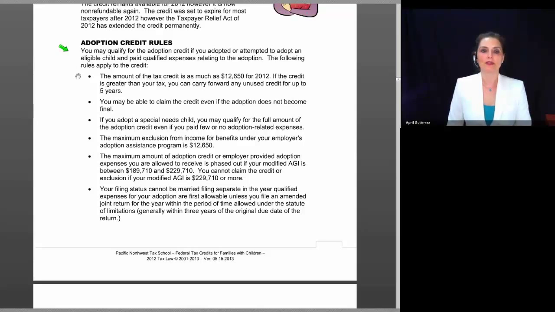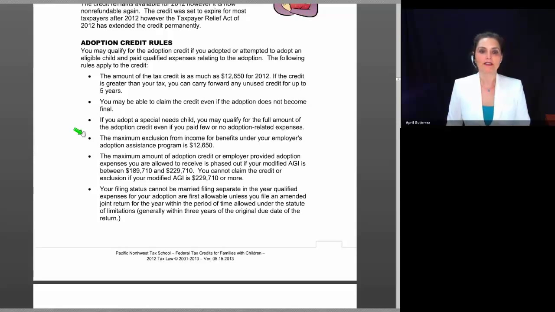The following rules apply to the credit. The amount of the tax credit is as much as $12,650 for 2012. If the credit is greater than your tax, you can carry forward any unused credit for up to 5 years. So the adoption credit is one of the few credits where the IRS does allow for a carry forward. If you adopt a special needs child, you may qualify for the full amount of the adoption credit, even if you paid few or no adoption-related expenses for the year.